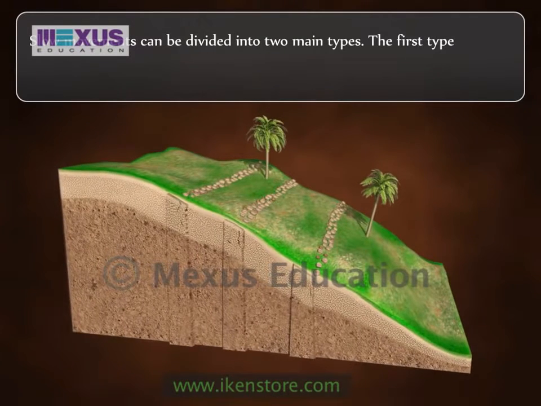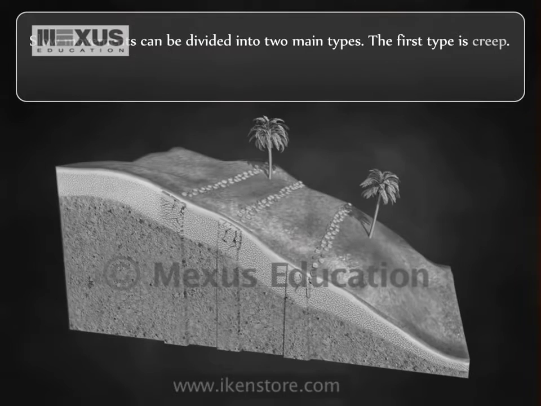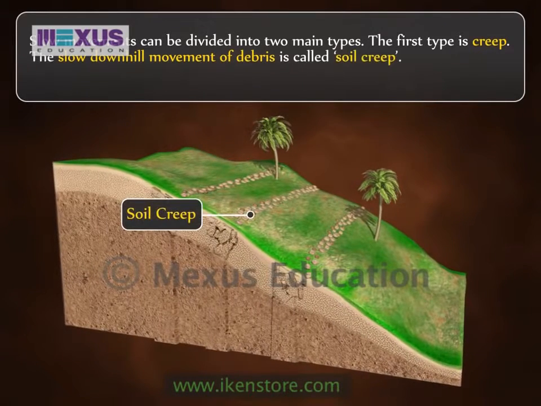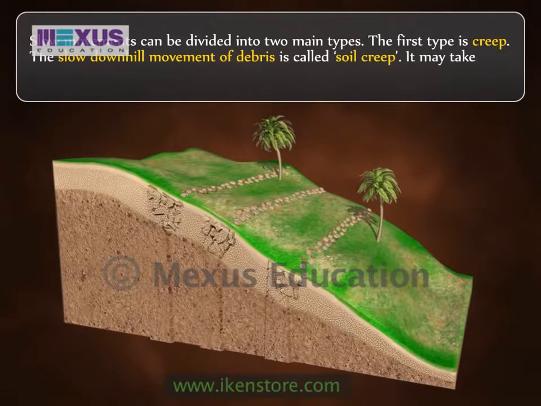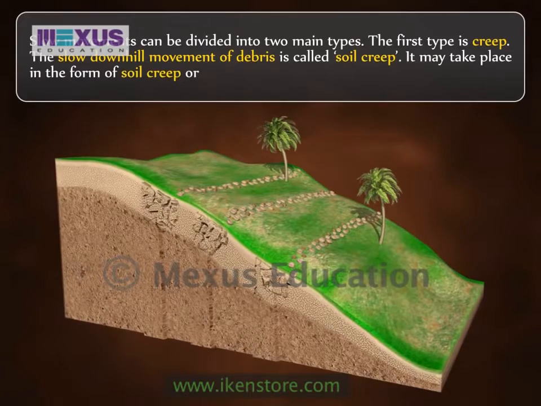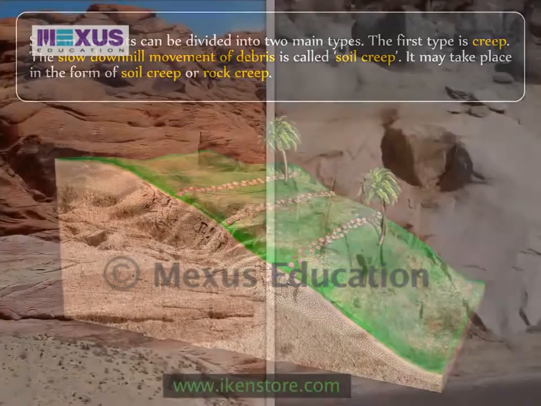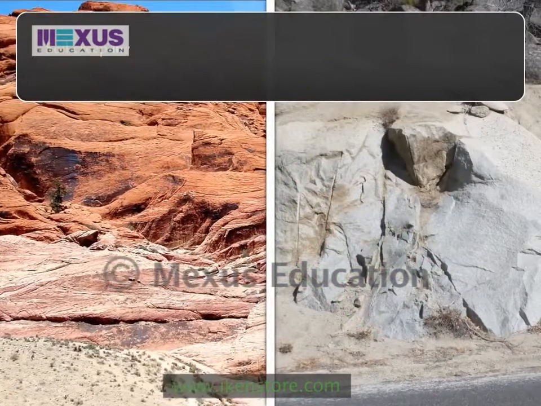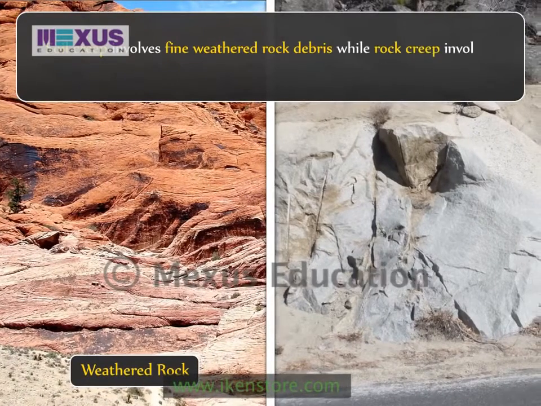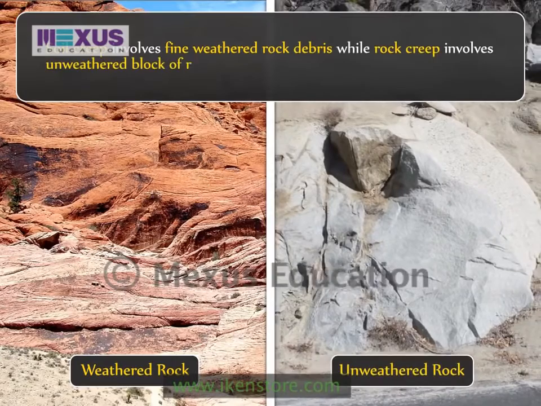The first type is creep. The slow downhill movement of debris is called soil creep. It may take place in the form of soil creep or rock creep. Soil creep involves fine weathered rock debris, while rock creep involves unweathered block of rock.